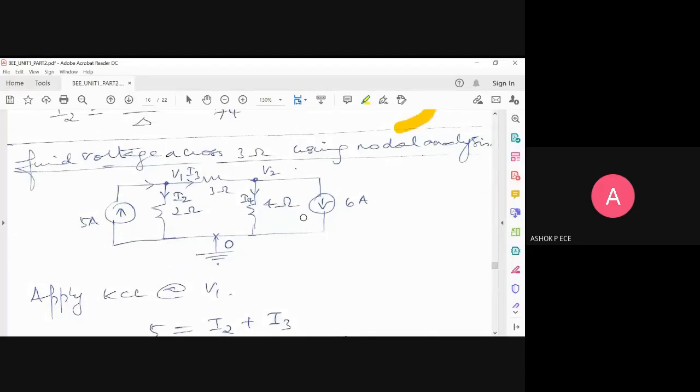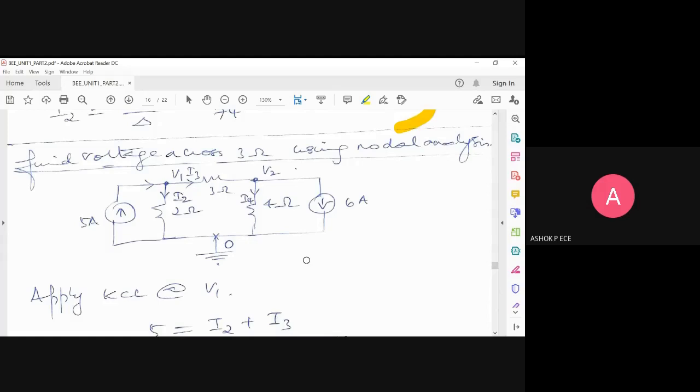Find the voltage across 3 ohms using nodal analysis. They are specifically given. You have to use nodal analysis only. So find the voltage across 3 ohms using nodal analysis. So the diagram is given. You see, two current sources are there: 2 ohm, 3 ohm, 4 ohm resistors.